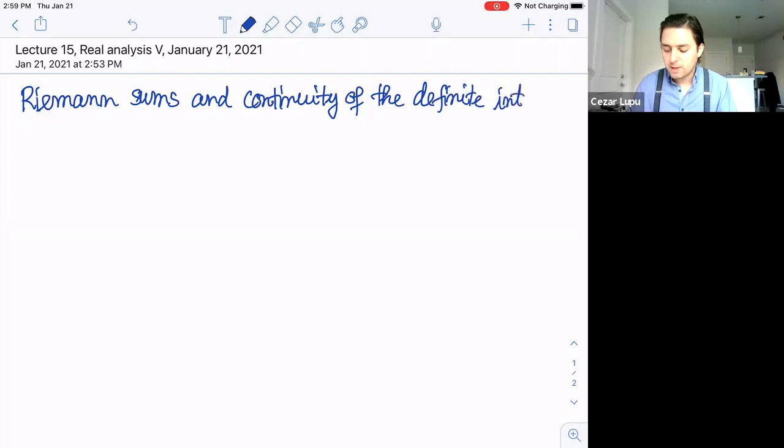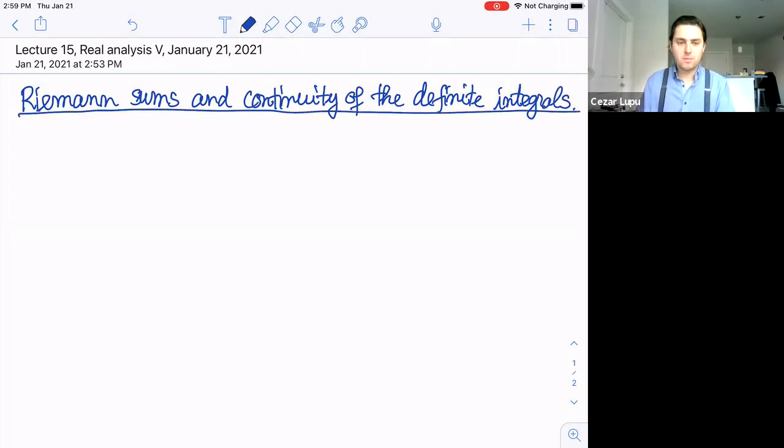So I will not waste my time with any indefinite integrals. Basically just computing the antiderivative. I think it's much more important for you to know what happens with a definite integral. And let me start with the Riemann sums first, right?